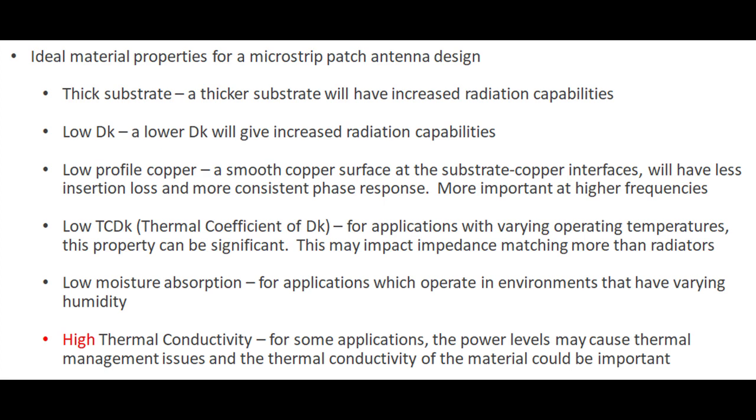And then low moisture absorption is always good, because when you absorb moisture into a circuit, that changes the properties, changes the dielectric constant and the losses. And then finally, high thermal conductivity is more related to high power and being able to get the heat out of the circuit. And many times that is important, because you might have a feed line with a lot of power that then gets distributed to many different patch elements. And the feed line itself will probably be carrying a lot of power, which can heat up the circuit.